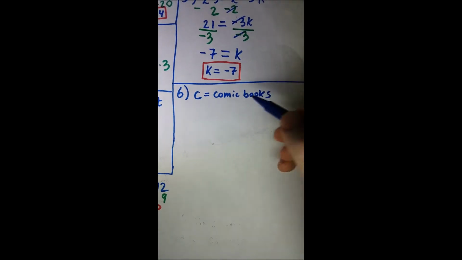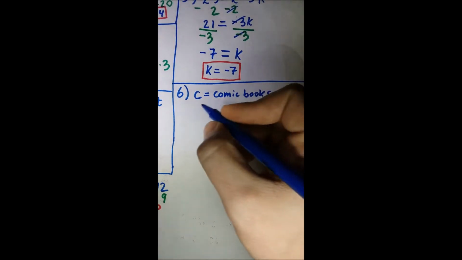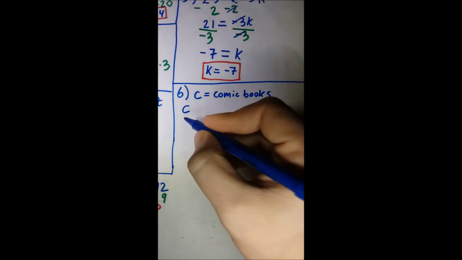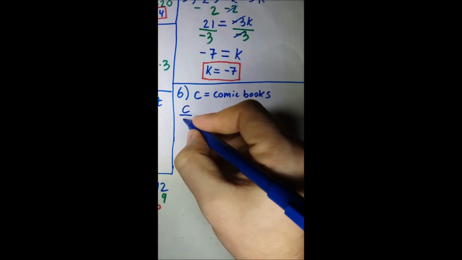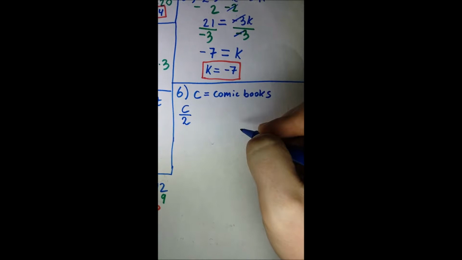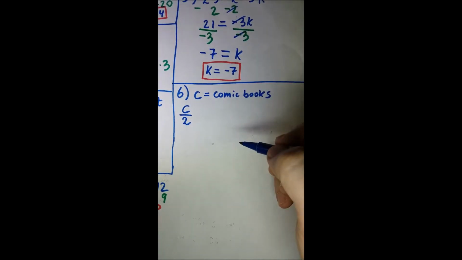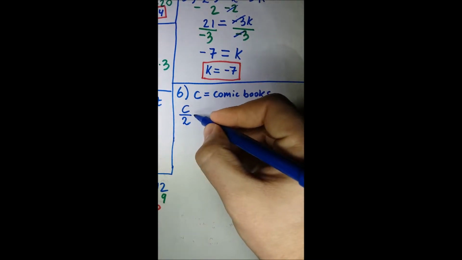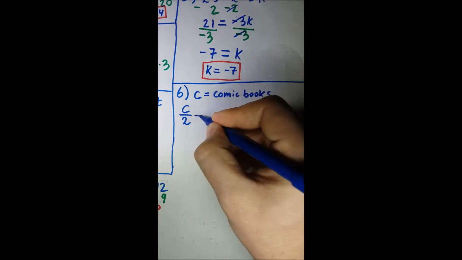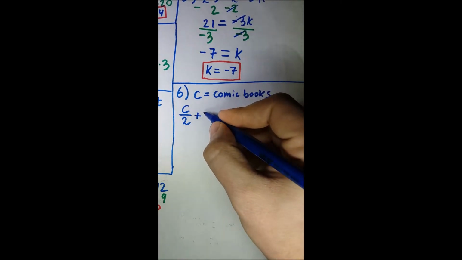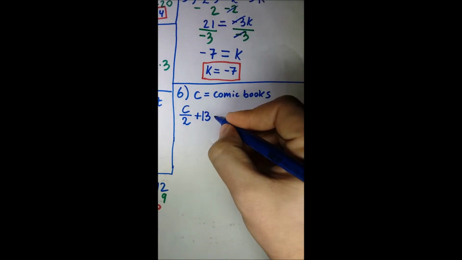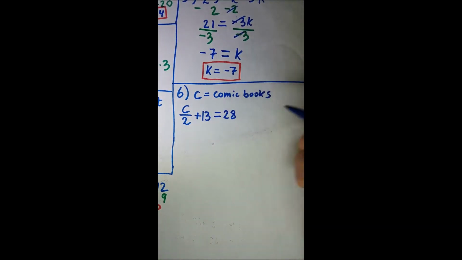I chose C. Now, he sold half of his comic books. If C is all of his books, then half of that is going to be C divided by 2. A lot of people on the quiz missed that point. Now, he sold half, so this is how much he has now, half of that, and bought 13 more. If you buy, you add to your possession 13 more. And now he has 28 books.